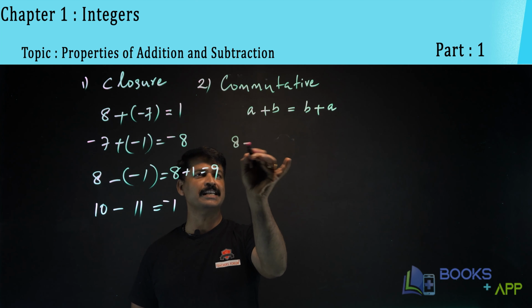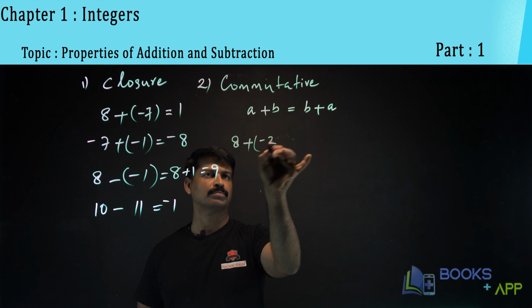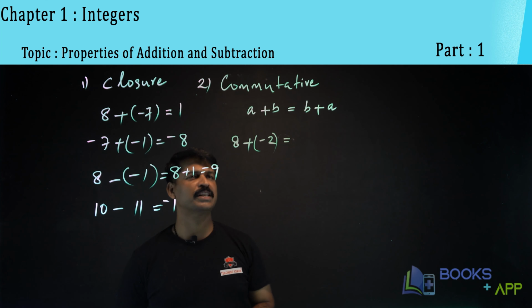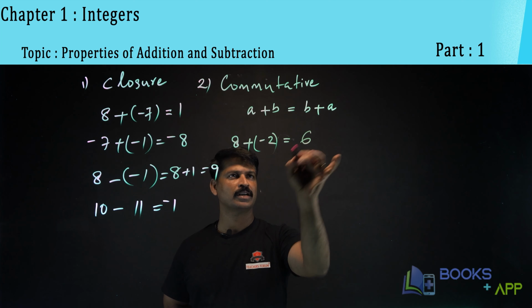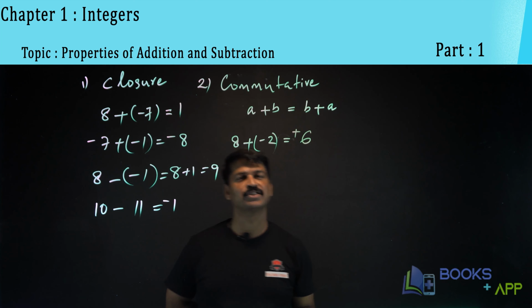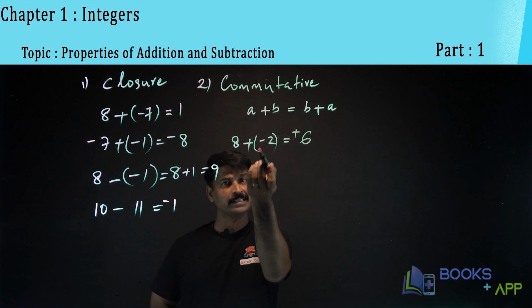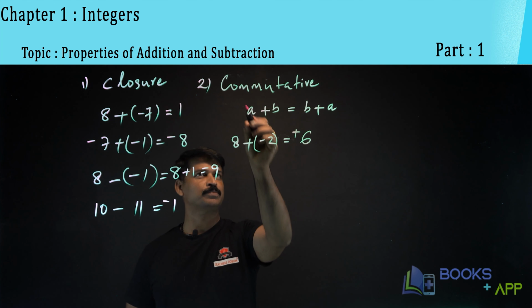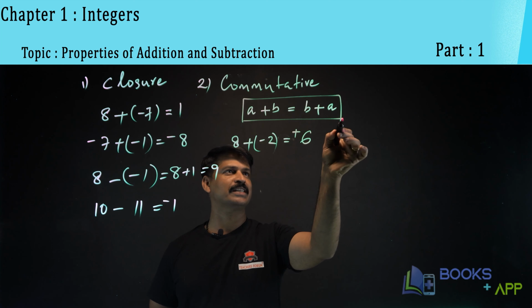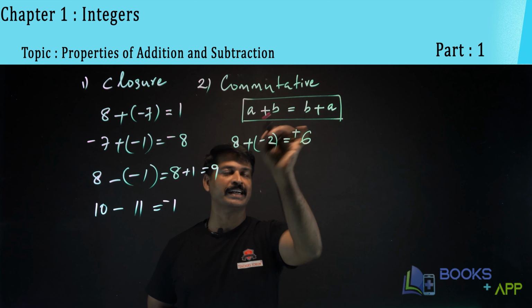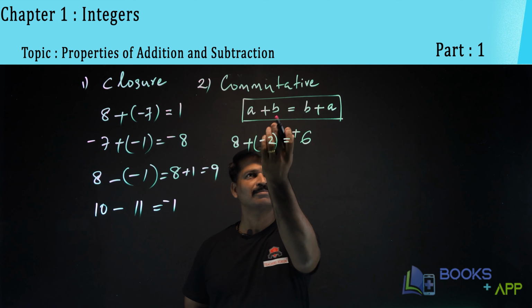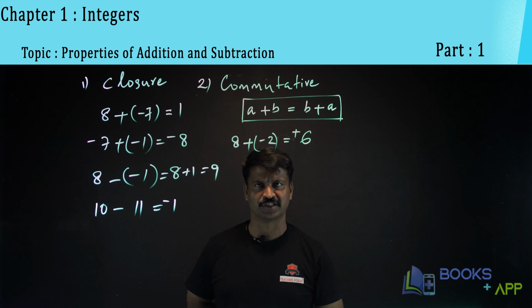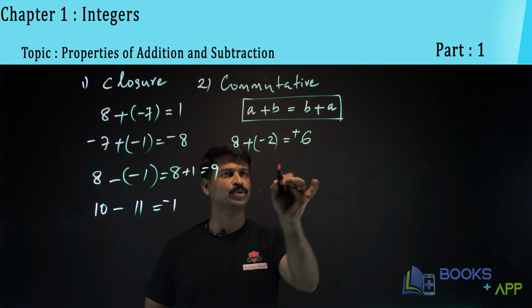You see, 8 plus minus 2. What is the answer? 8 plus minus 2. Yes, from the greater number you should subtract the smaller number. Put the symbol of the greater number. So the answer is plus 6. Now let us reverse the order. See, a plus b should be equal to b plus a. With a we added b. Here with b we added a. So the position is just interchanged. So here 8 plus minus 2 is plus 6.